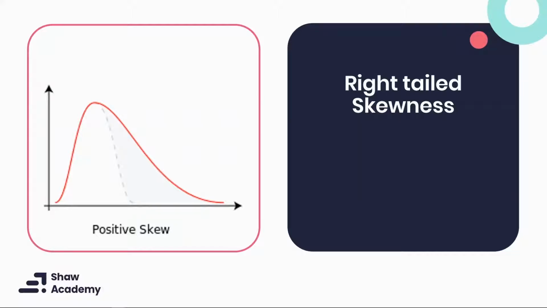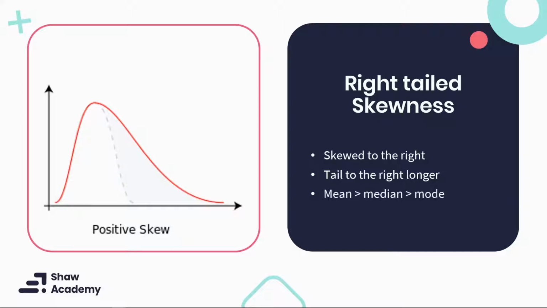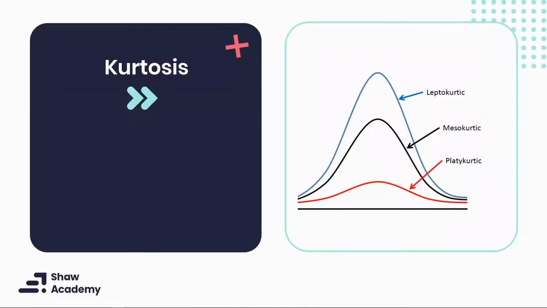Alternatively, if the distribution is skewed to the right, the concentration of data points will be on the left side of the distribution and the tail will be longer to the right. The curve will appear to lean towards the left. And we also refer to this as a positively skewed distribution. In a right skew distribution, the mean is bigger than the median, and the median is bigger than the mode.